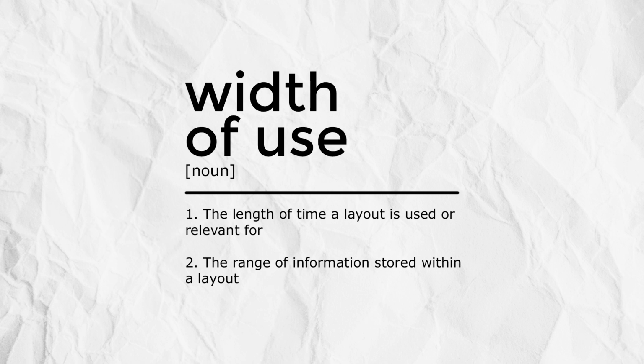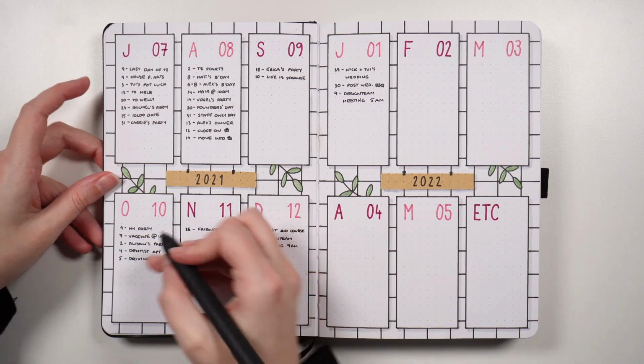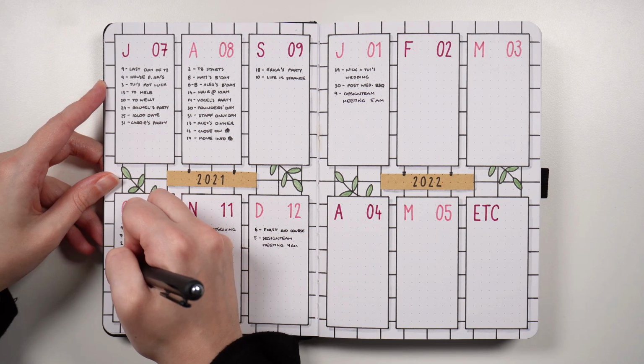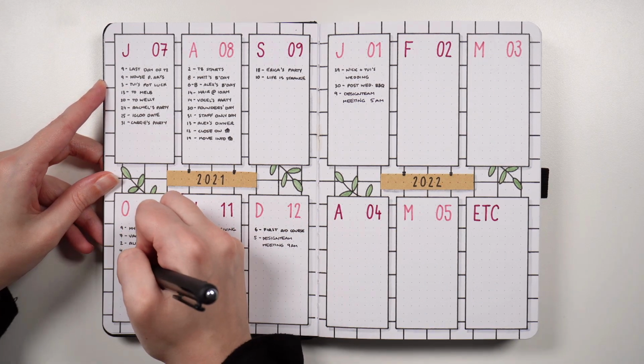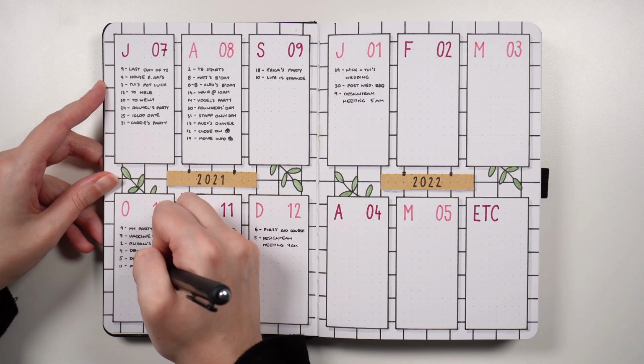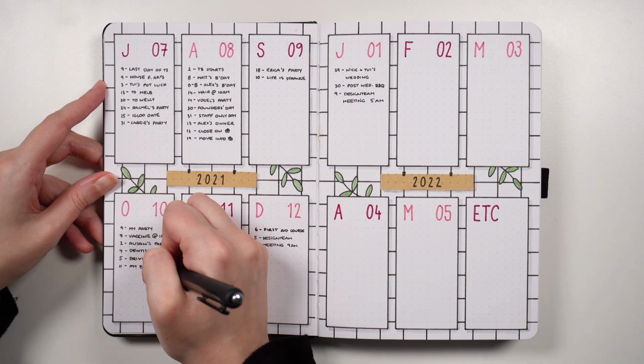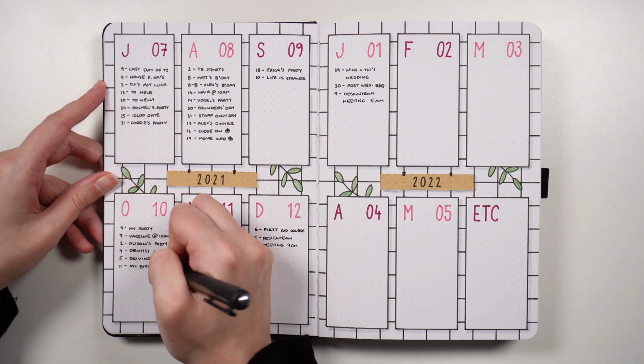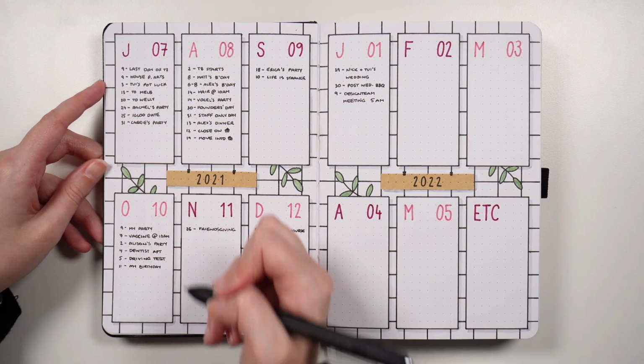Once they're grouped by topic, my second consideration is the width of use of the pages. I kind of alluded to this before, but here I'm looking at how much time the layout spans and how much information the layout covers. For instance, the future log covers the lifetime of the notebook, and often beyond, so it has a higher width of use in terms of time. It also has a higher width of use in terms of information, because I can use it to schedule anything. Though mainly I use this for events and appointments.